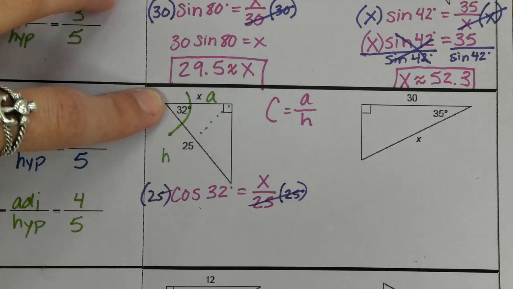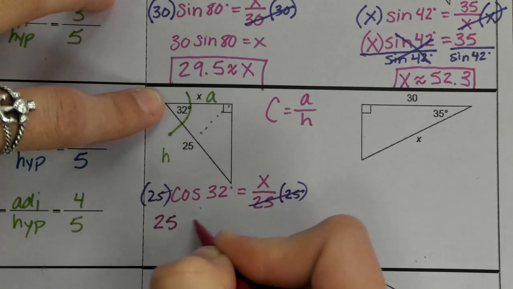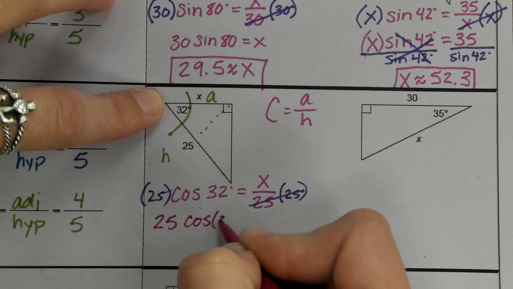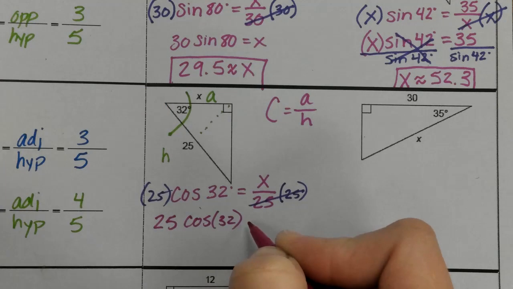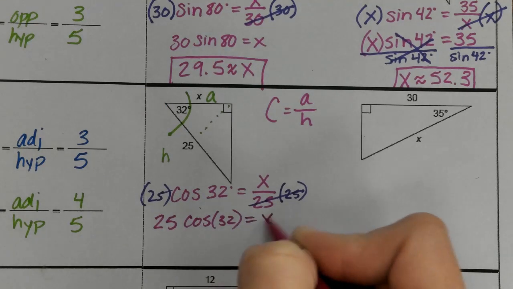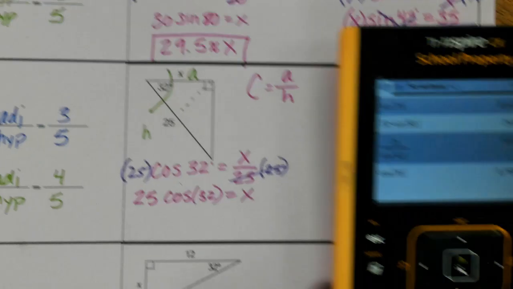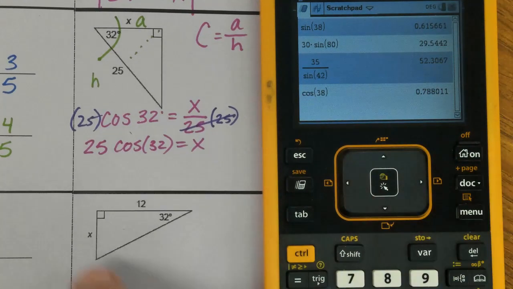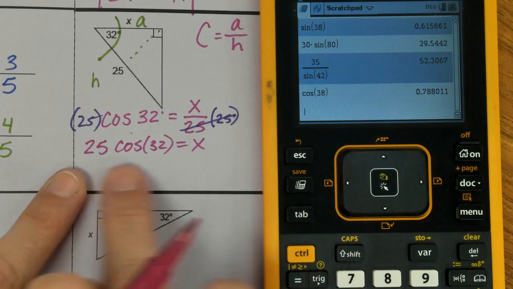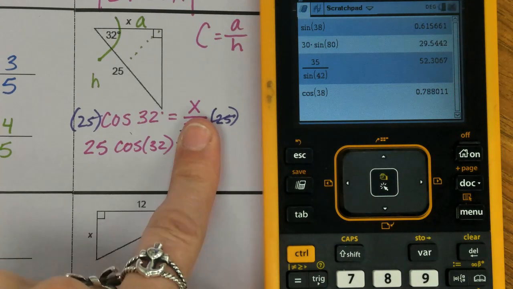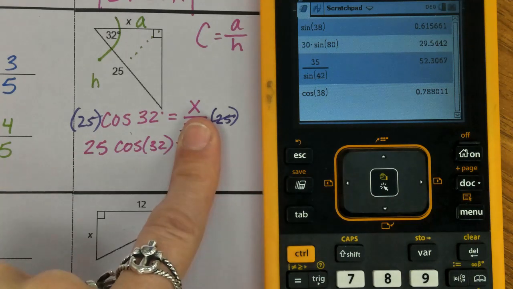Okay, so our new equation is technically 25 cosine of 32. It doesn't matter about the parentheses, just the way it looks in the calculator. Now I'm going to come over here and type in exactly what's right here on the left-hand side of my equal sign.